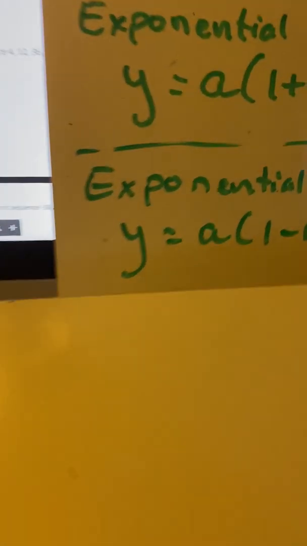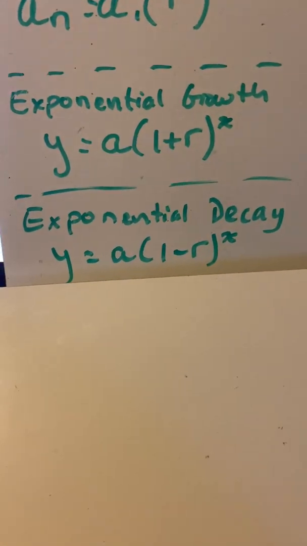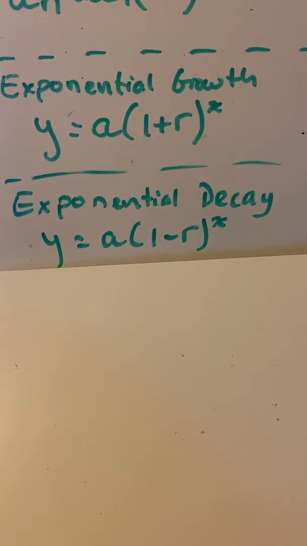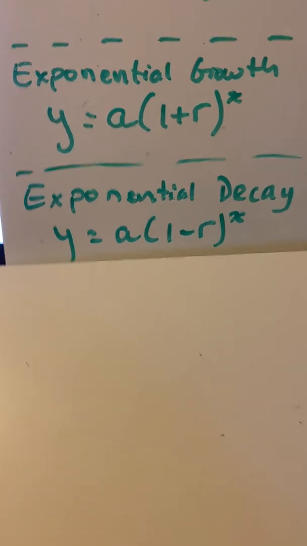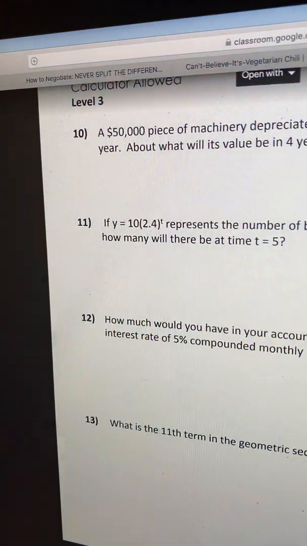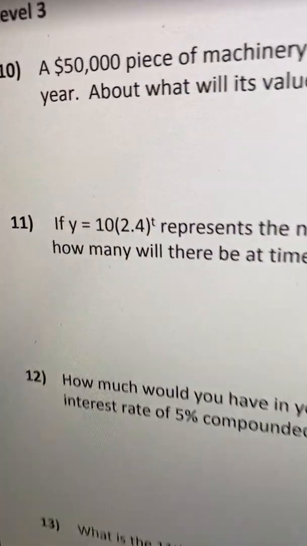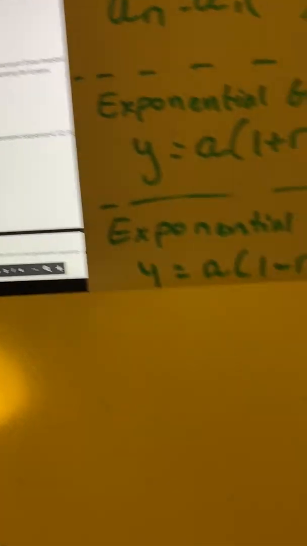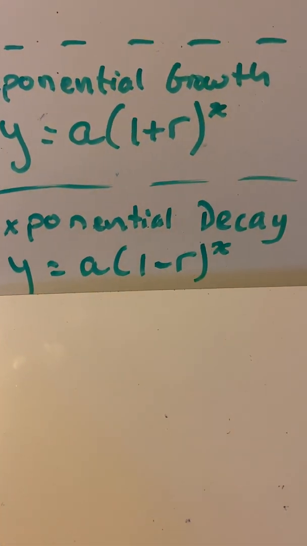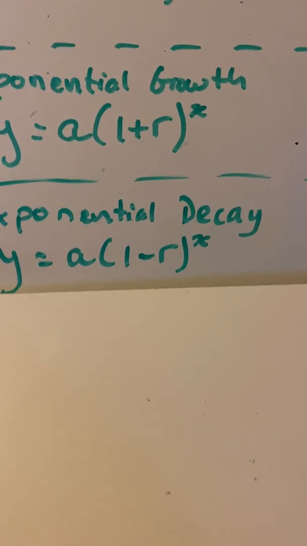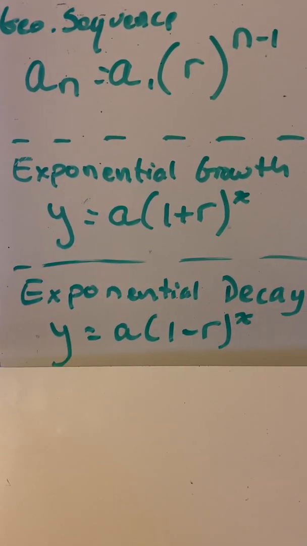Now, formula number 2. Actually, I'm going to give you 2 and 3. Exponential growth and exponential decay. It's basically the same formula. Exponential growth and decay is very similar to the bacteria culture problem in number 11. If y is equal to 10 times the quantity of 2.4 to the t power, and they give you time, it's basically an exponential growth or decay problem where they filled in everything for you, because they don't think you know the formula. All it is is exponential growth or decay.